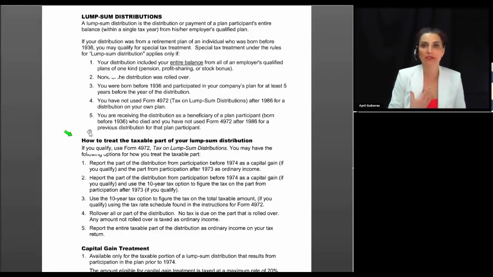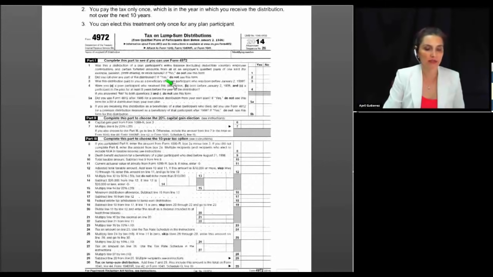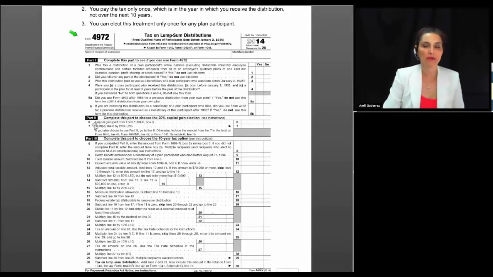So let's just suppose that you have a plan participant born before 1936, and they die, and now you are the beneficiary who inherits their plan, and you decide to empty it all out and just take a lump sum distribution and empty that plan out. You would be allowed to take advantage of these particular rules that allow you to use tax averaging and figure out how much tax you would pay if you'd spread the distribution out over time rather than taking it all at once. There is a form for figuring that. It's Form 4972. If you want to take advantage of that 10-year tax option or capital gain rates that might apply in this very unusual situation, you would complete Form 4972.